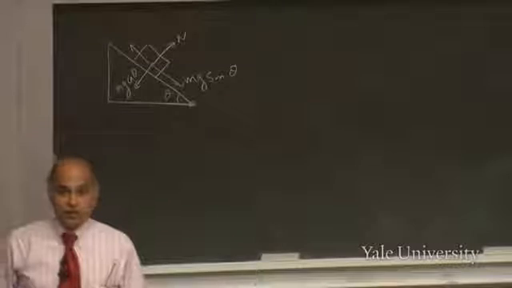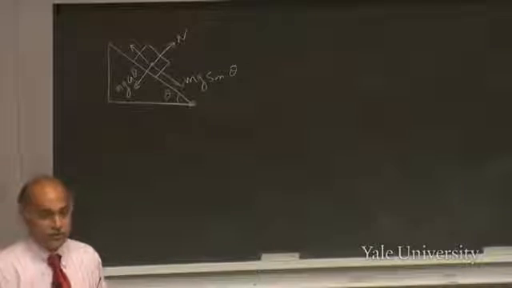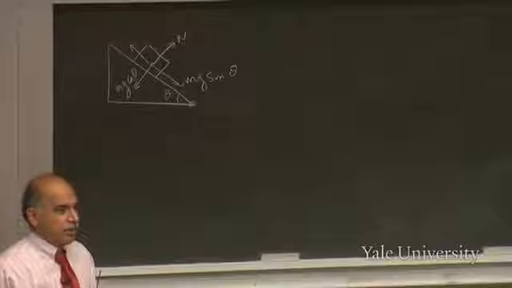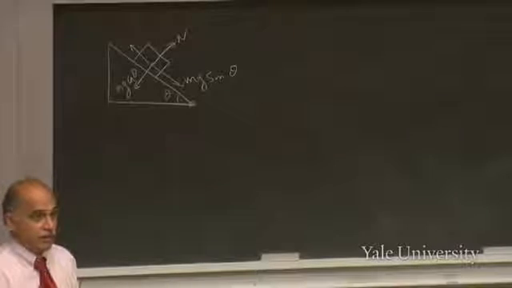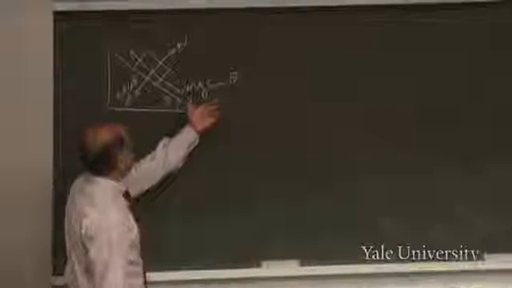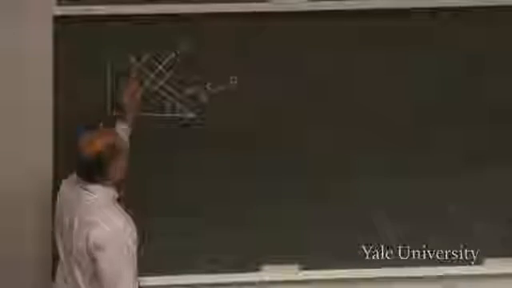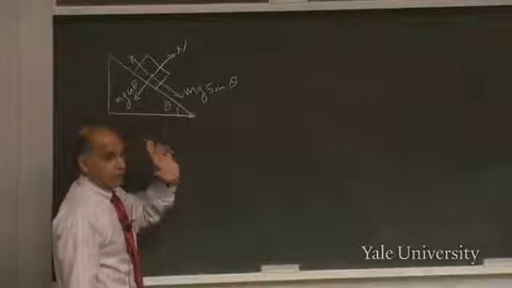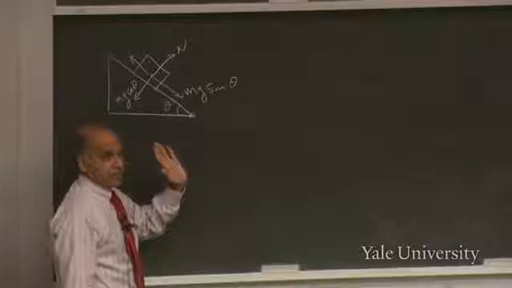Do not write mu s times N, because the frictional force is anything you need up to mu s times N. In other words, if theta was very small and mg sine theta is very small, the frictional force will be, in fact, mg sine theta. It will equal whatever it takes to keep it from slipping.